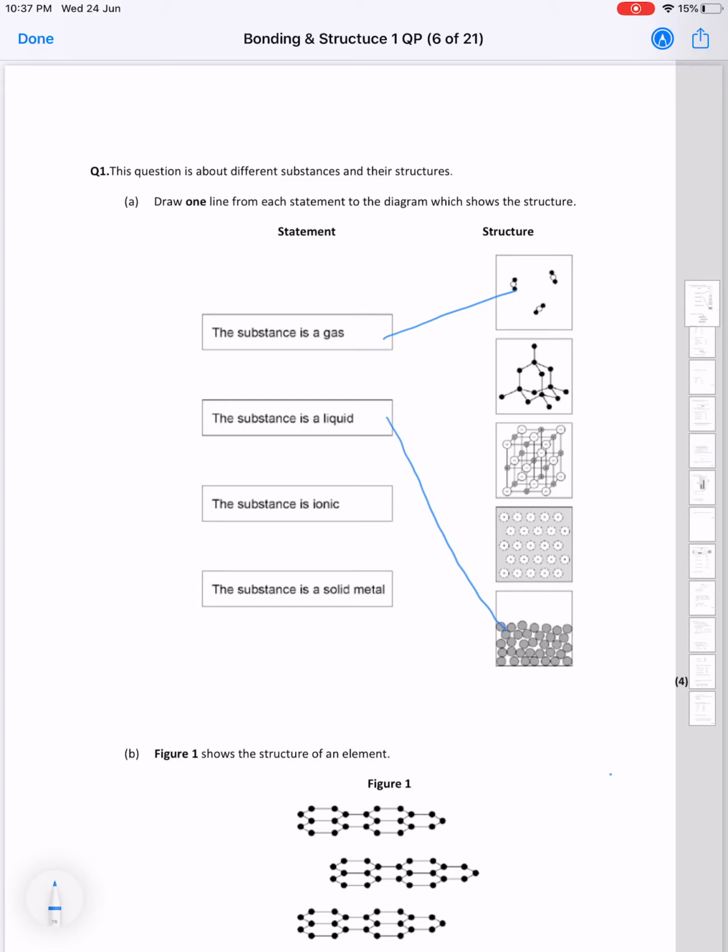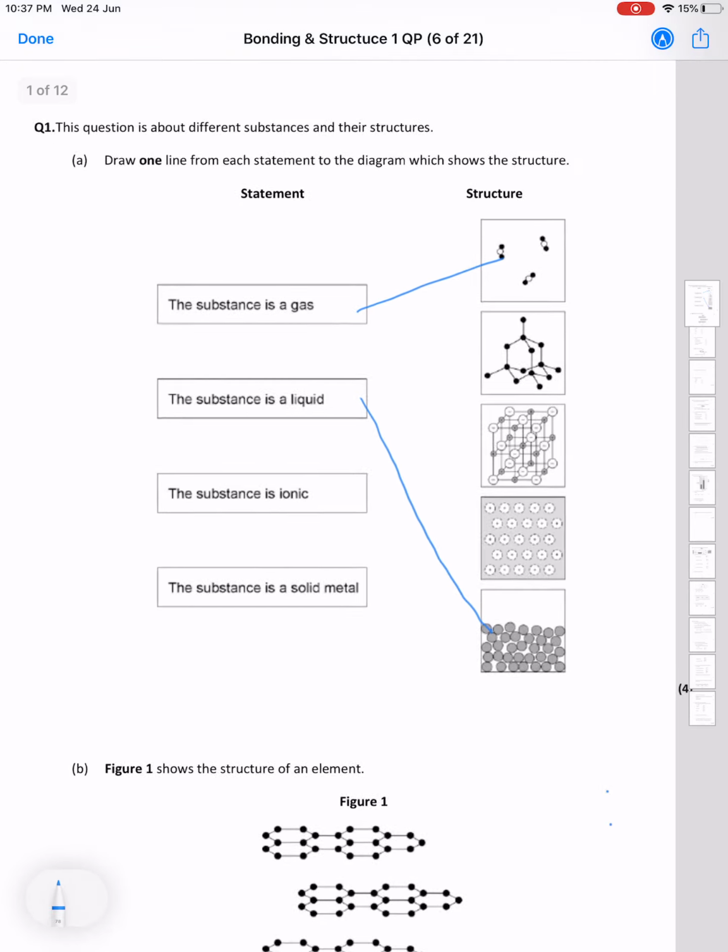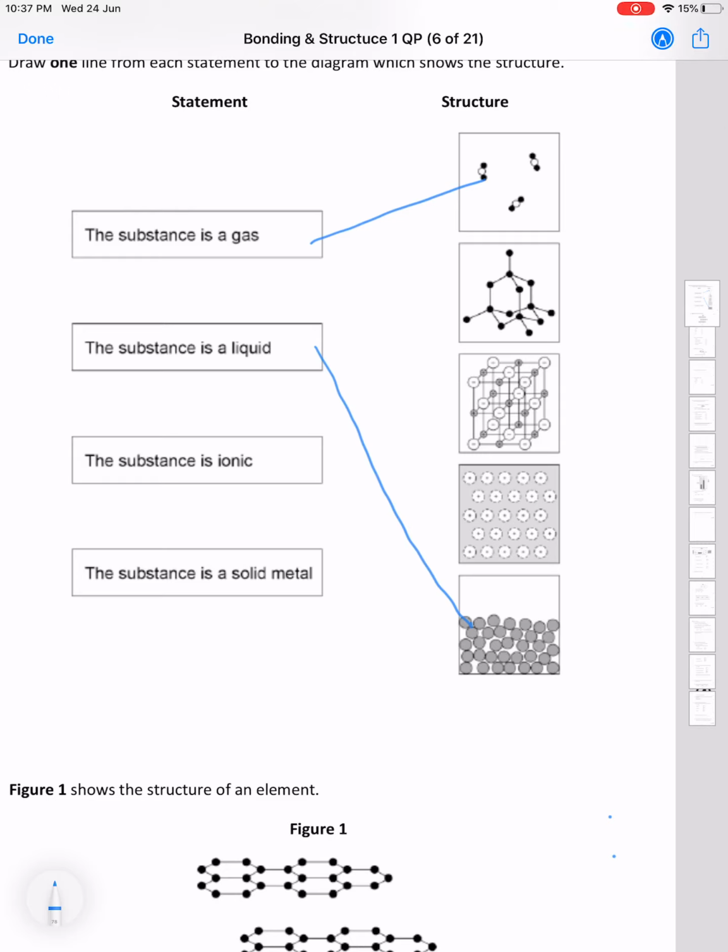Which substance is ionic? Obviously, let me get the photo closer. I'm going to choose that one, since you can see here there are negative and positive ions connected together in a lattice structure. So this ionic lattice structure is the typical model for the ionic bond. So I'm going to go with this.